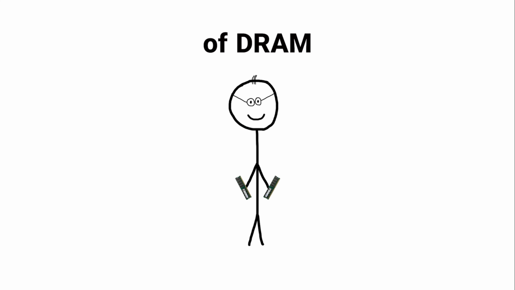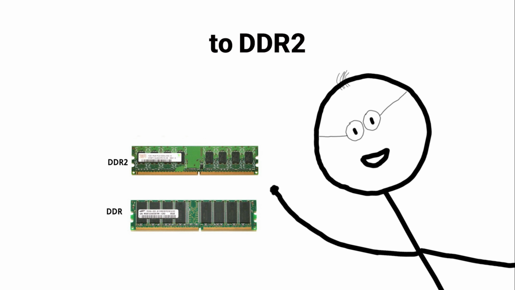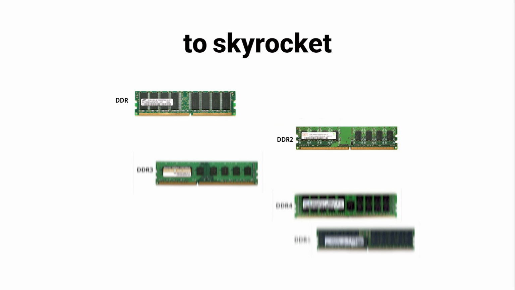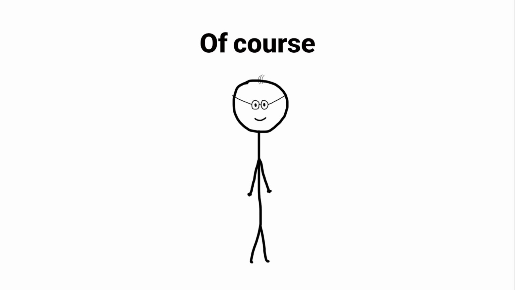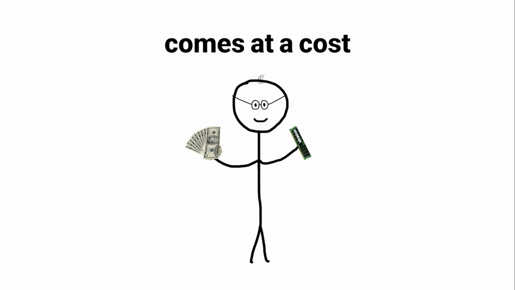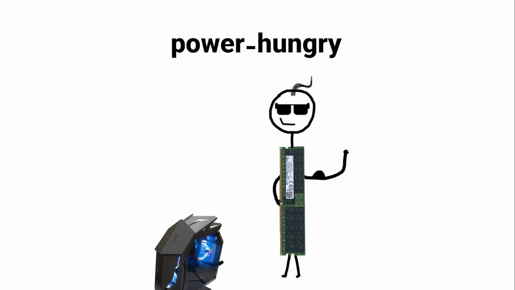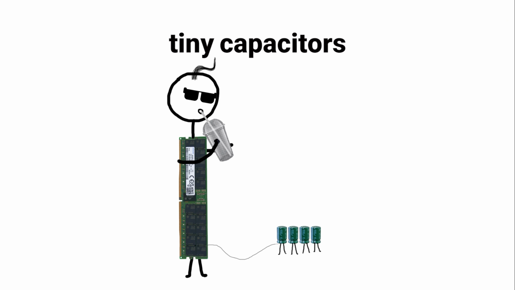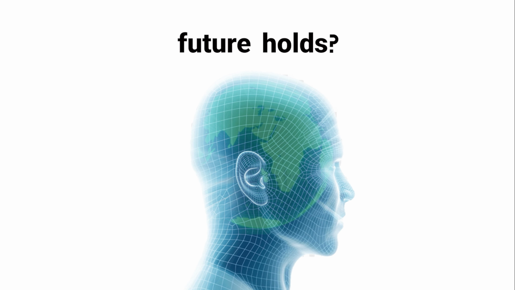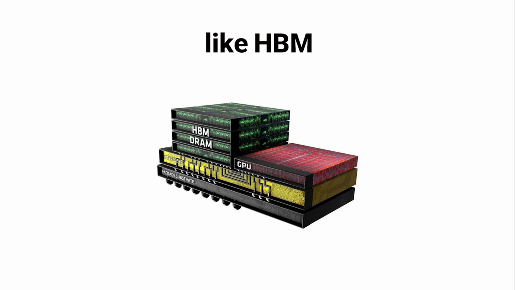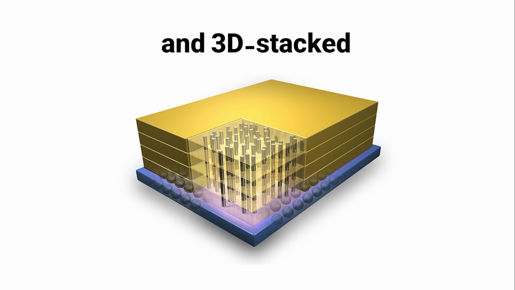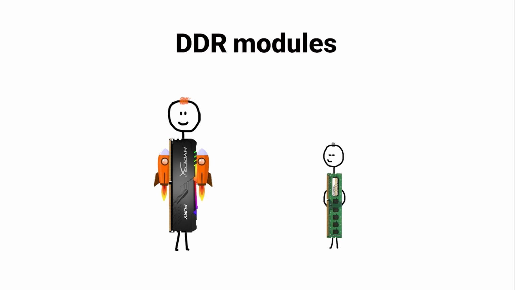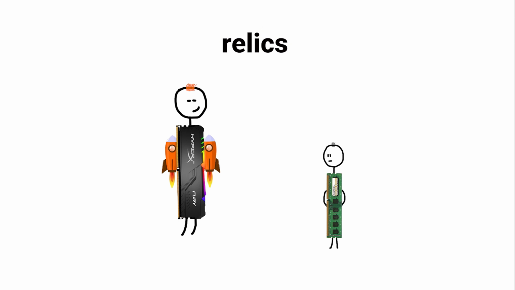With each new generation of DRAM technology, from DDR to DDR2, DDR3, and so on and so forth, memory speeds have continued to skyrocket, leaving older standards in the dust. Of course, all this speed and efficiency comes at a cost. DRAM modules are among the most power-hungry components in your computer, constantly sipping electricity to keep those tiny capacitors charged and ready for action. And who knows what the future holds? With new technologies like HBM, high bandwidth memory, and 3D stacked DRAM on the horizon, we may soon see memory speeds that make even the fastest DDR models today look like sluggish relics from the past.